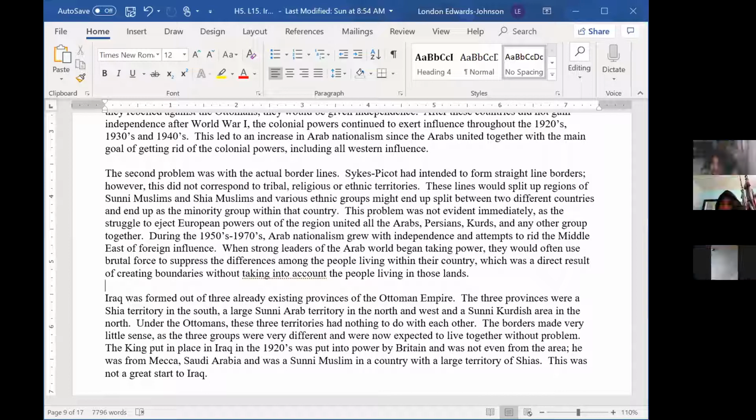Another problem was that the border lines didn't correspond with ethnic groups or any cultural references. It would just split up a bunch of cultures. Excellent. Naima, can you explain that in your own words, please?